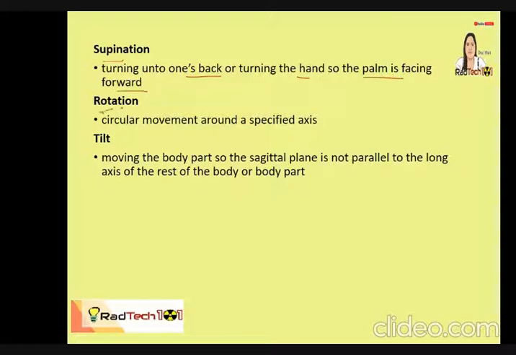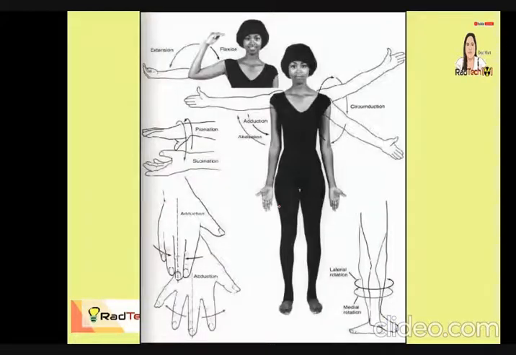Rotation. So rotate, circular movement. Tilt. So the body part, moving the body part, so the sagittal plane is not parallel to the long axis of the body. So for example, ito siya. So we tilt like ito. So this is not parallel to the long axis of the rest of the body or the body part. So ito siya. So also rotation or circumduction.